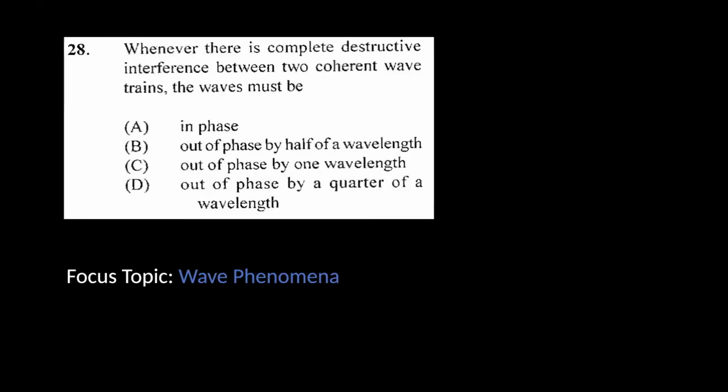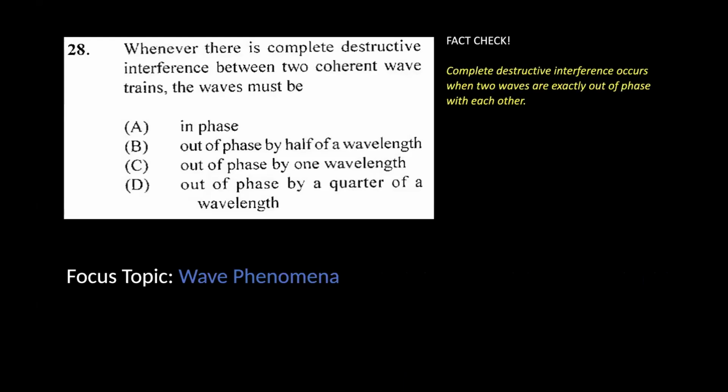Now, whenever there is complete destructive interference between 2 coherent wave trains, the waves must be out of phase by half of a wavelength, which means that they are exactly out of phase with each other for them to cancel out completely. That's B.